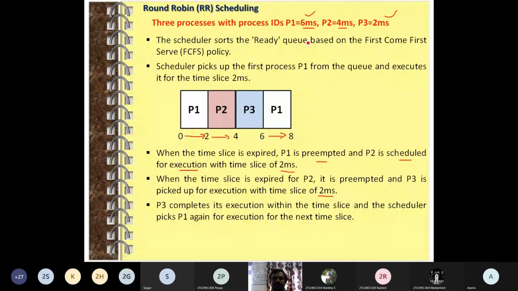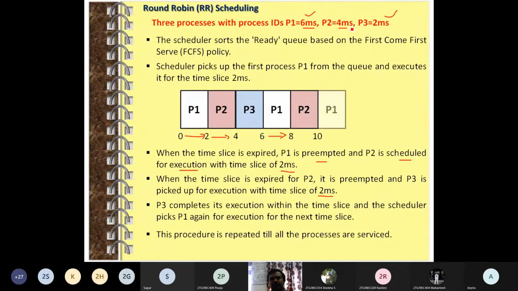But what is the algorithm? What is the scheduling technique? Only 2 milliseconds for each process. If it is still pending, keep it at the end of the queue. Then solve one by one, first come, first served. This process is repeated till all the processes are served. So you can observe after P1 comes P2, then after P2, once again it is P1. This is the method of scheduling the processes in the round robin scheduling technique.